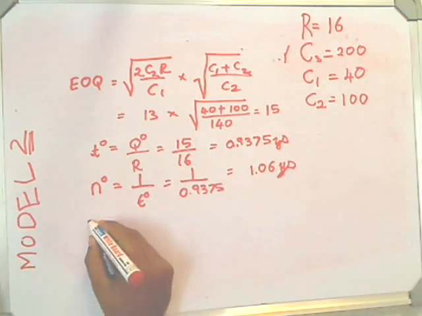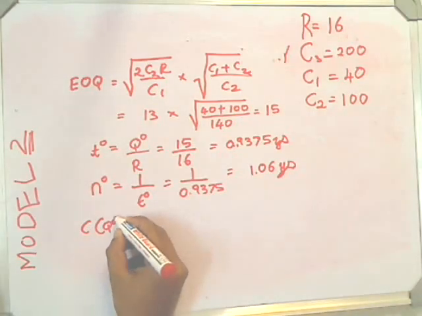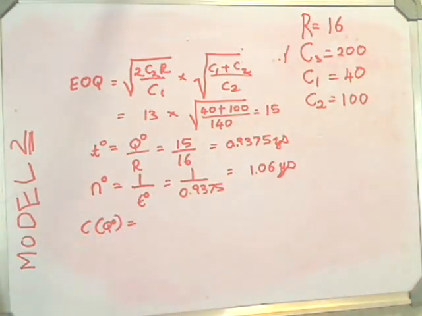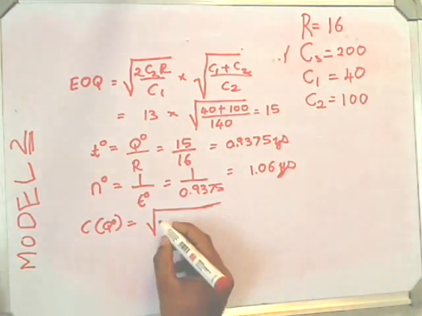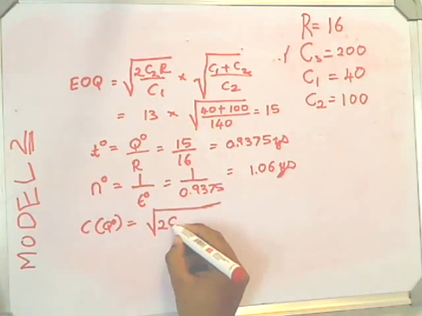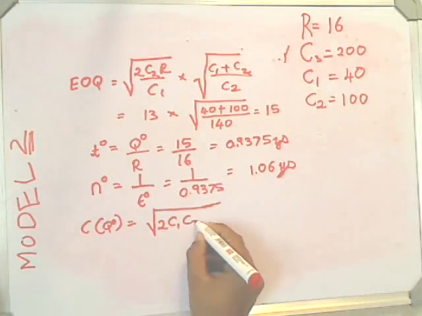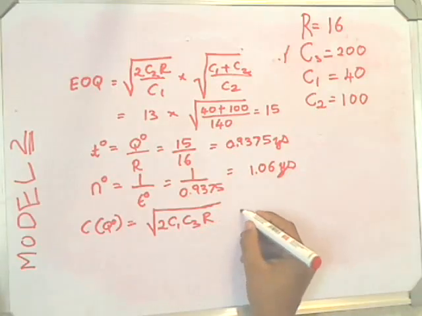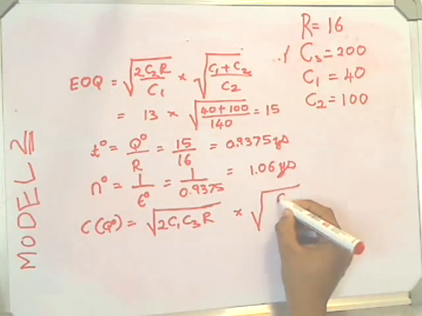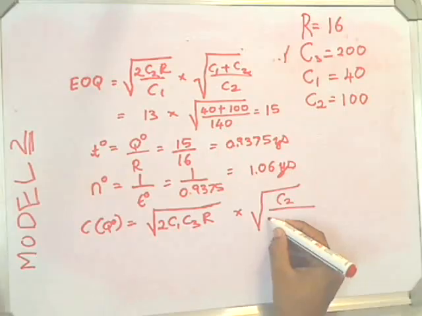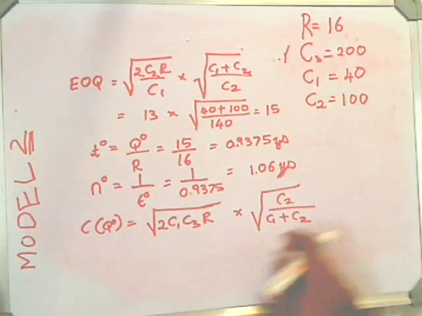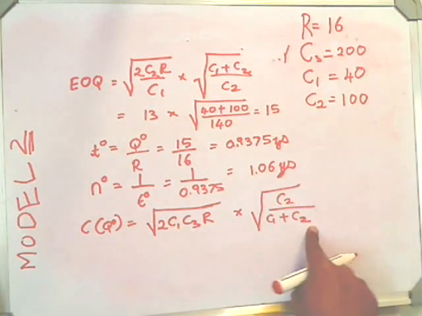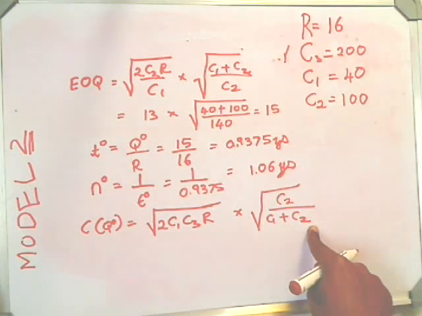Minimum average cost, like I said, is given as C of Q naught. Now here again the formula gets slightly lengthier. The same old one which you have used in model number 1, that would be the square root of 2C1C3R, multiplied by the square root of C2 divided by C1 plus C2. Notice how the shortage cost here will be included in model number 2.